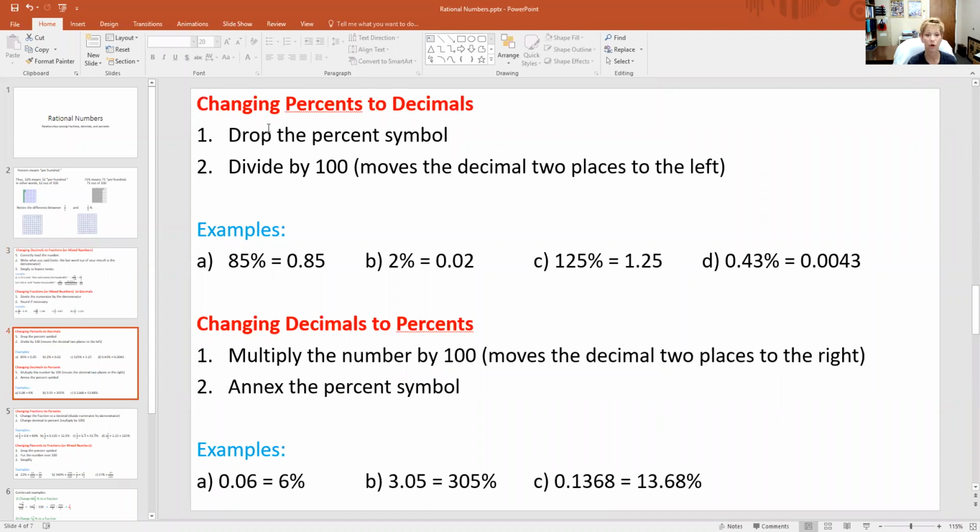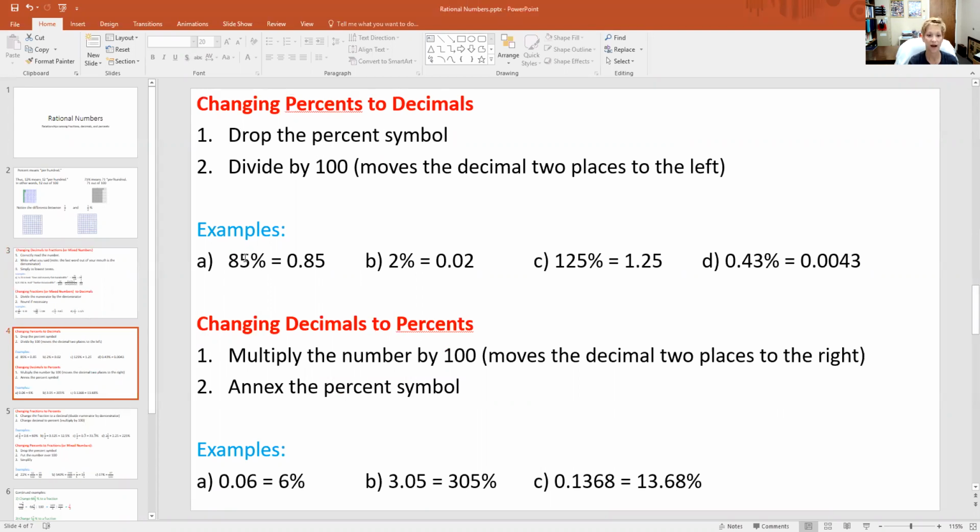Then what you're going to do is drop the percent symbol and divide that number by 100. Now remember, why do you divide it by 100? Because percent means per 100. And when you divide numbers by 100, remember it moves the decimal 2 places to the left.